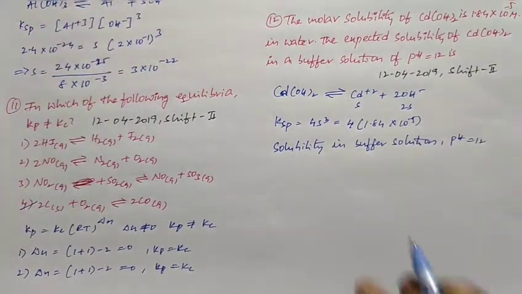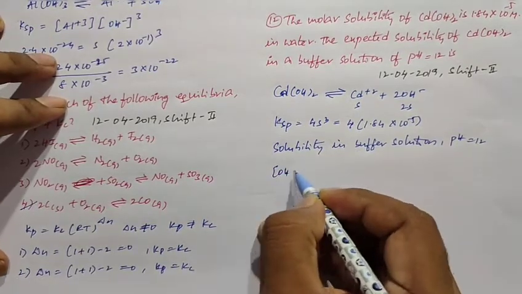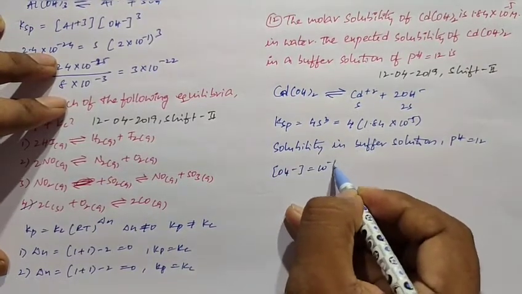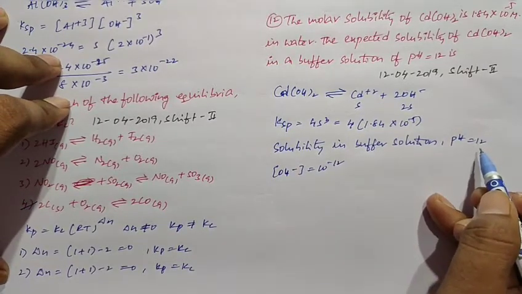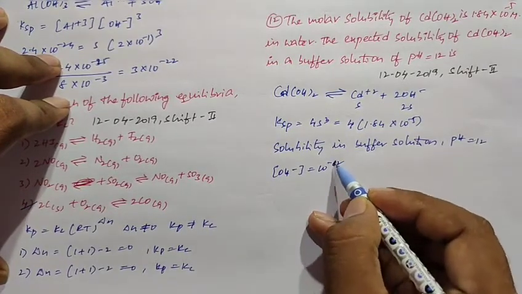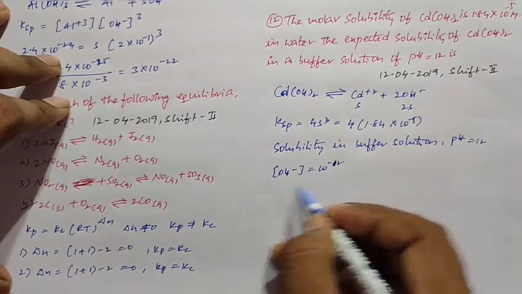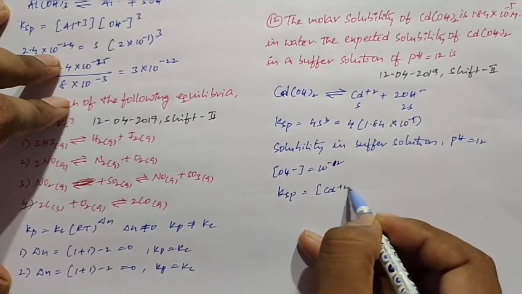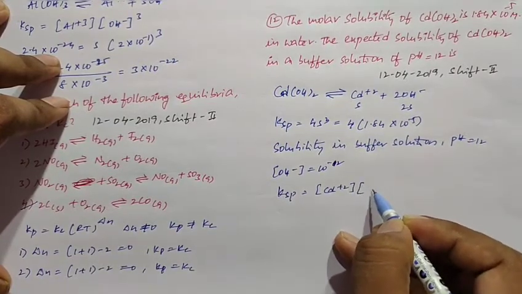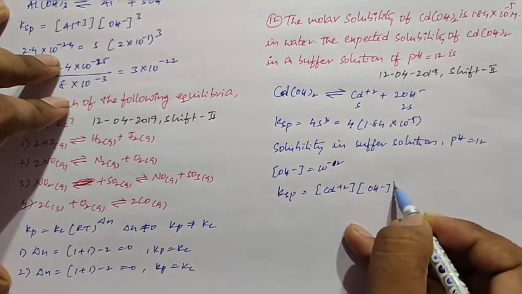So we get OH minus concentration equal to 10 power minus 2 from pH equal to 12. So pH is equal to 12, then pOH is equal to 2. So then we get OH minus concentration as 10 power minus 2. Then the solubility product of cadmium hydroxide is equal to the concentration of cadmium ion into the concentration of hydroxyl ions squared.